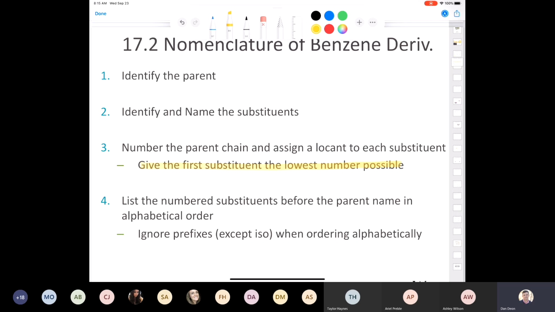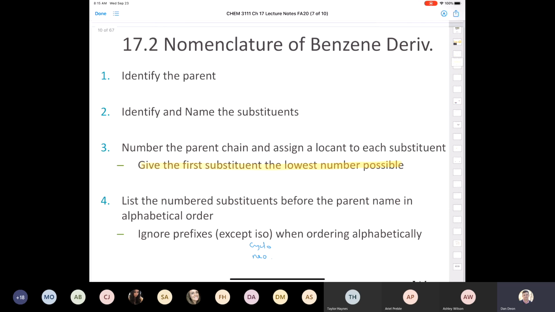Then you list the substituents before the parent name in alphabetical order. You ignore prefixes except for iso, cyclo, and neo. In fact, one of my students pointed out to me, do we ever even use neo in this class? The answer is very, very rarely, if at all.